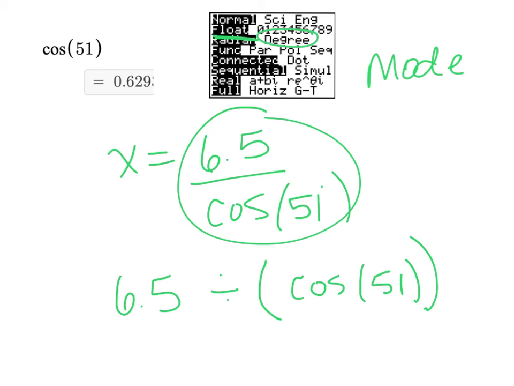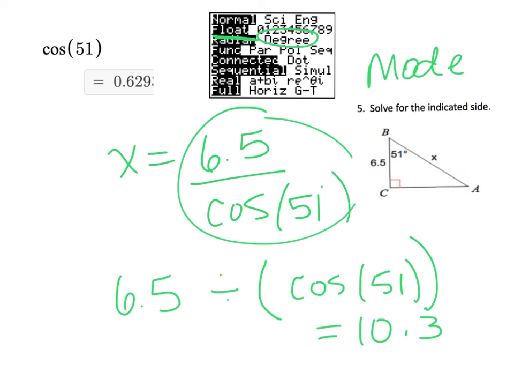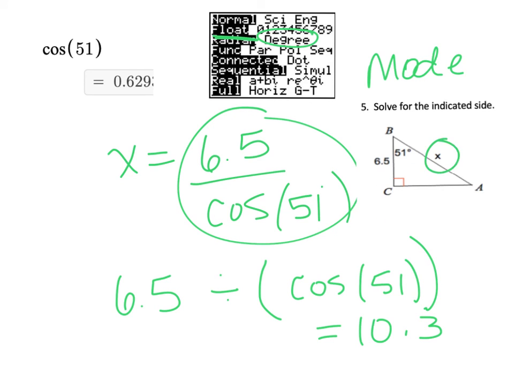That will give you the most accurate answer. The answer is 10.3. So that means that this x value right here, this side measure, is 10.3.